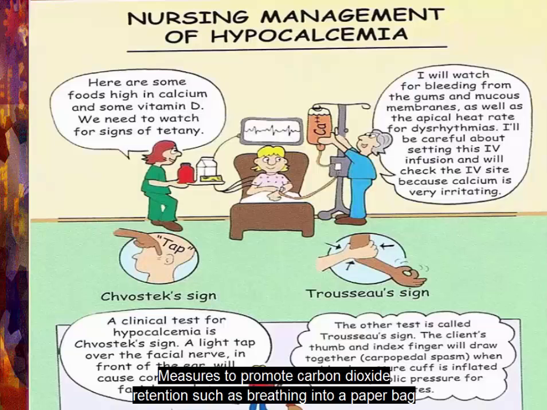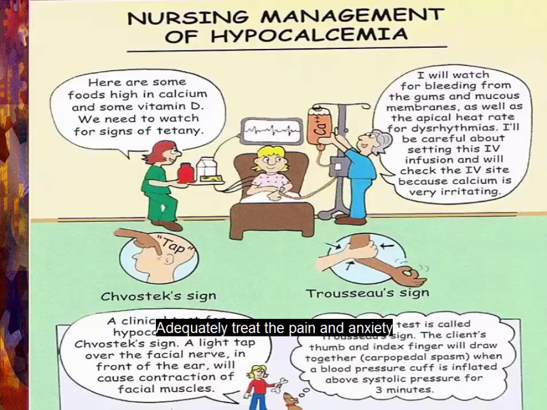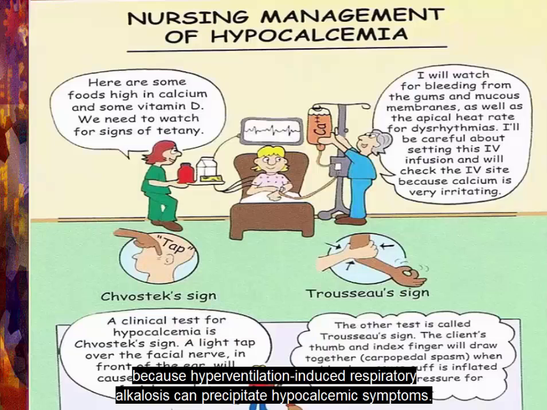Measures to promote carbon dioxide retention, such as breathing into a paper bag or sedating the patient, can control the muscle spasms and other symptoms of tetany until the calcium level is corrected. Adequately treat the pain and anxiety because hyperventilation-induced respiratory alkalosis can precipitate hypocalcemic symptoms.